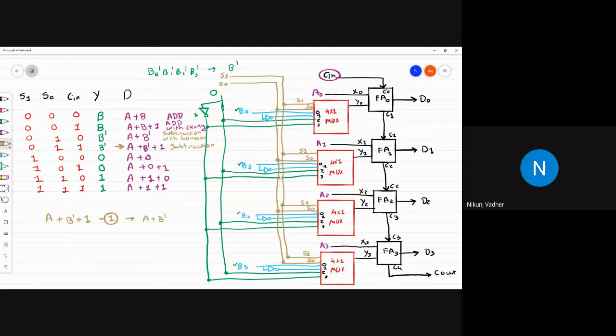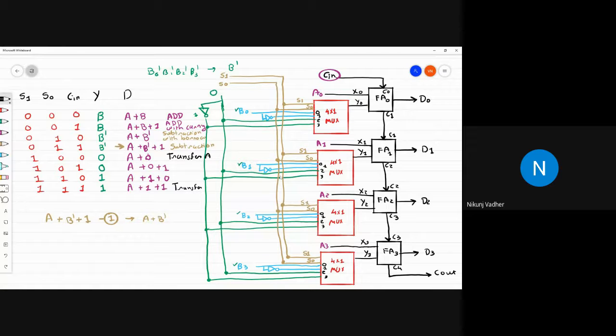Now next, what will happen in this case? A plus 0. So A, this will simply transfer A. Okay, in last operation, this will also result into transfer A.